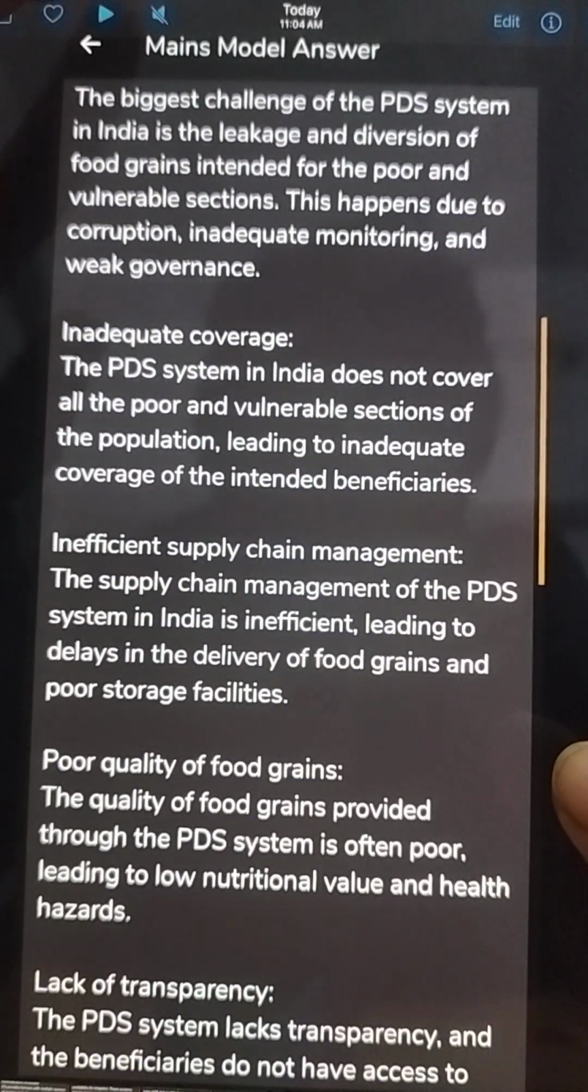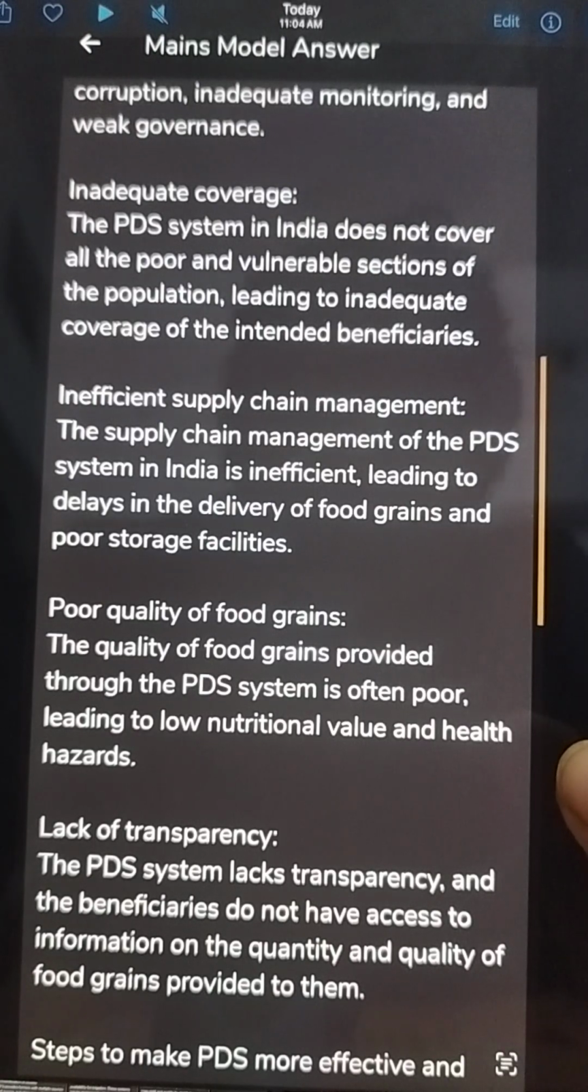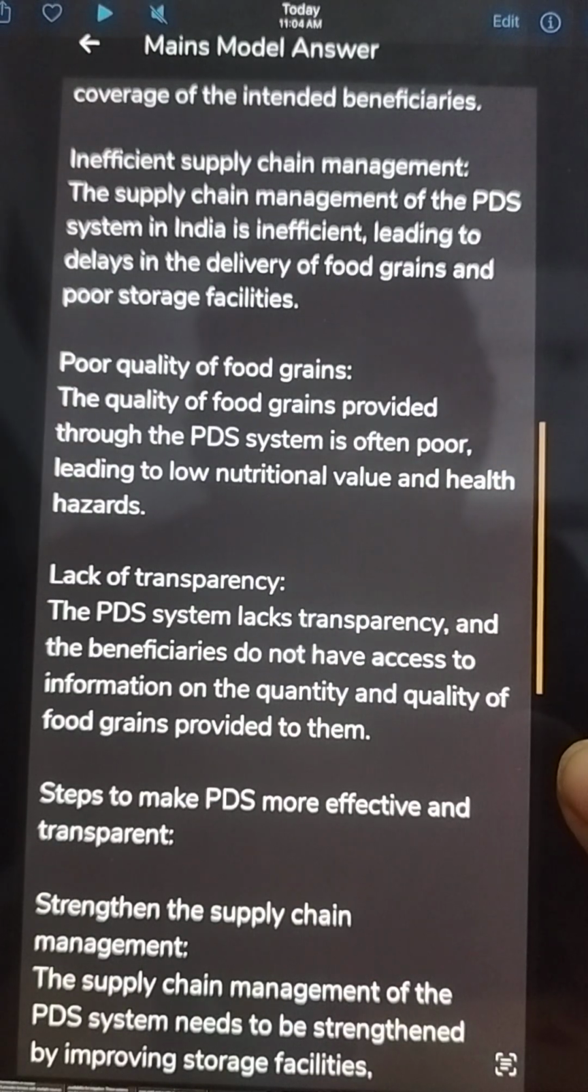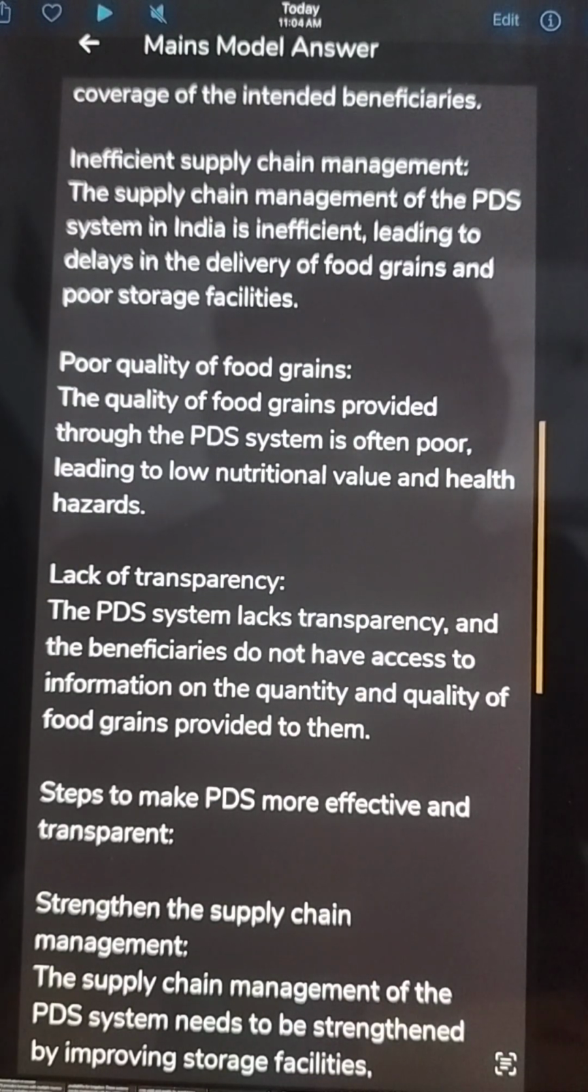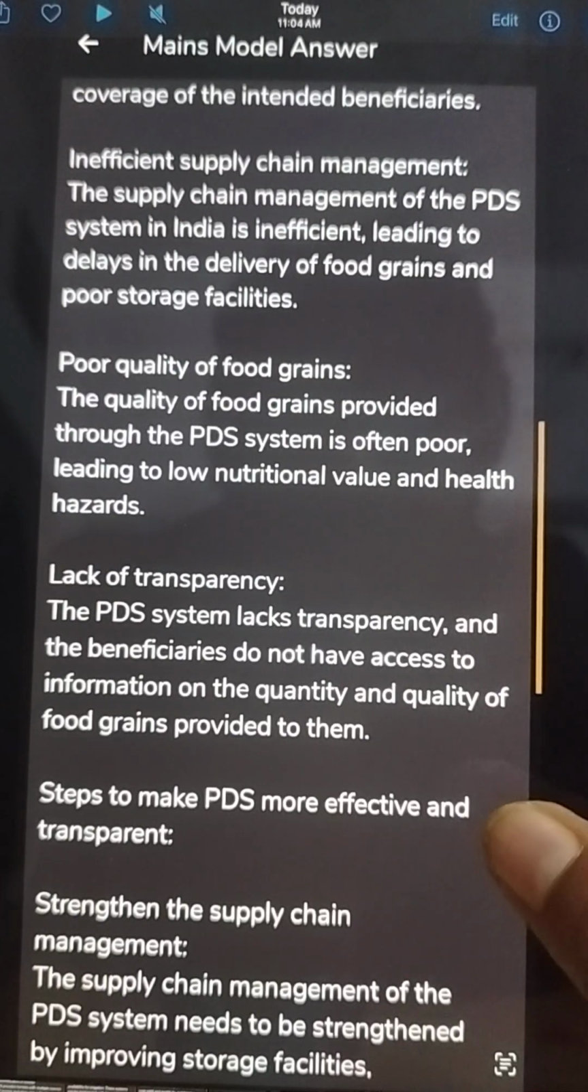Then comes inefficient supply chain management. The supply chain management of the PDS system in India is inefficient, leading to delays in the delivery of food grains and poor storage facilities. Then comes poor quality of food grains. The quality of food grains provided through the PDS system is often poor, leading to low nutritional values and health hazards. Then comes lack of transparency. The PDS system lacks transparency and the beneficiaries do not have access to information on the quantity and quality of the food grains provided to them.